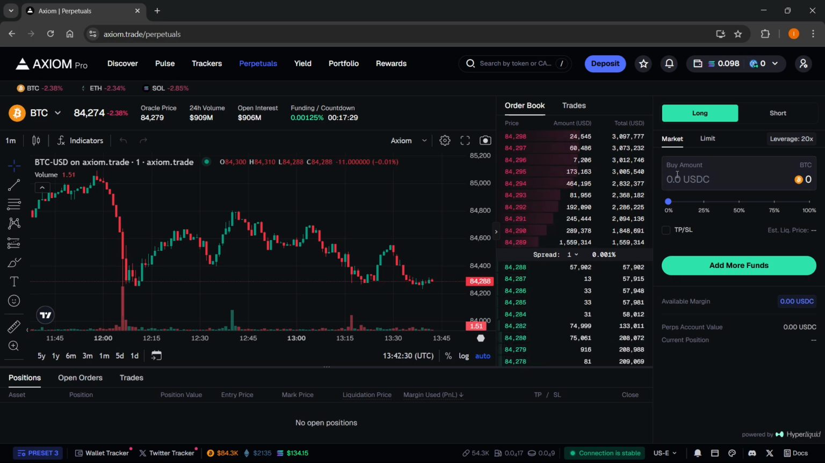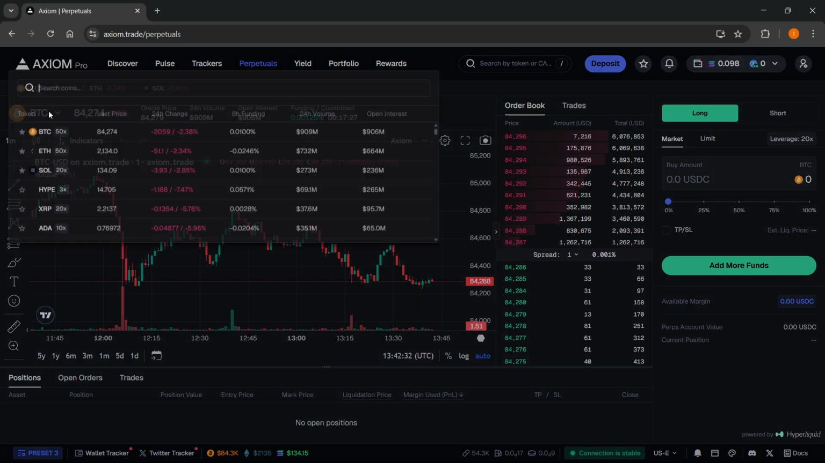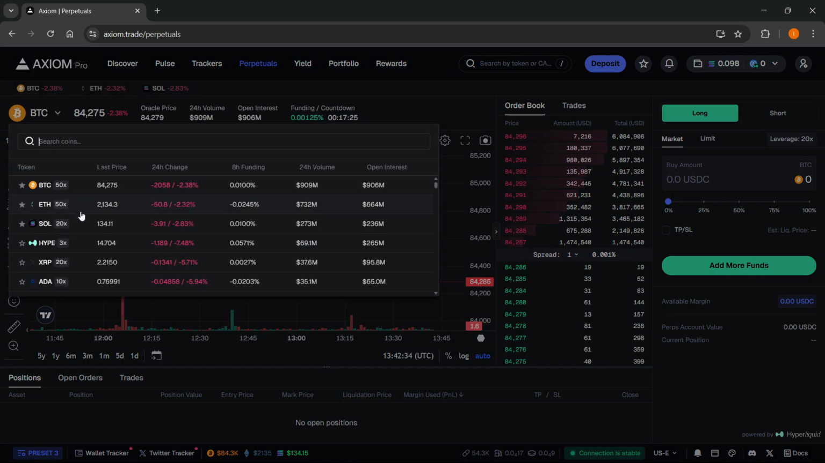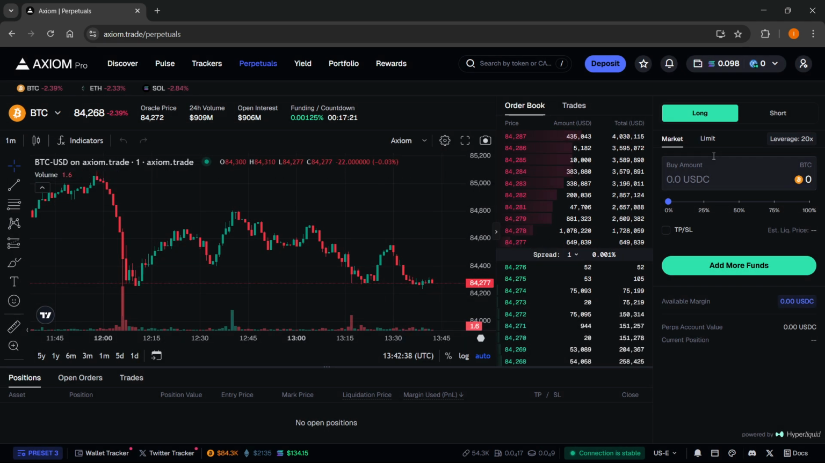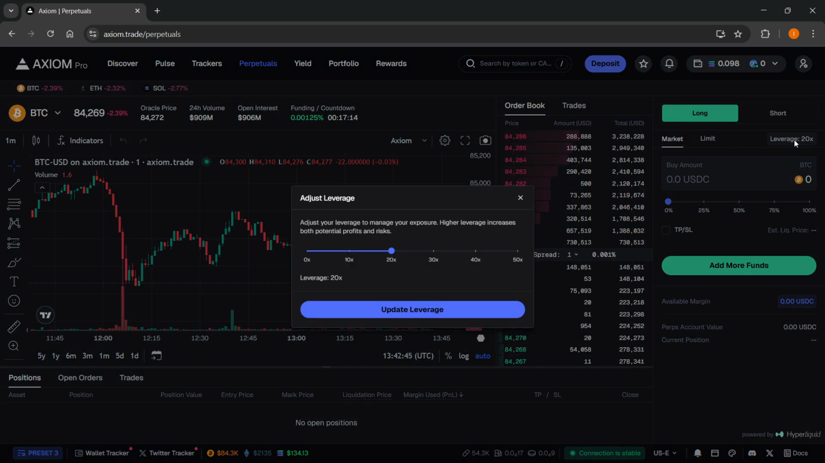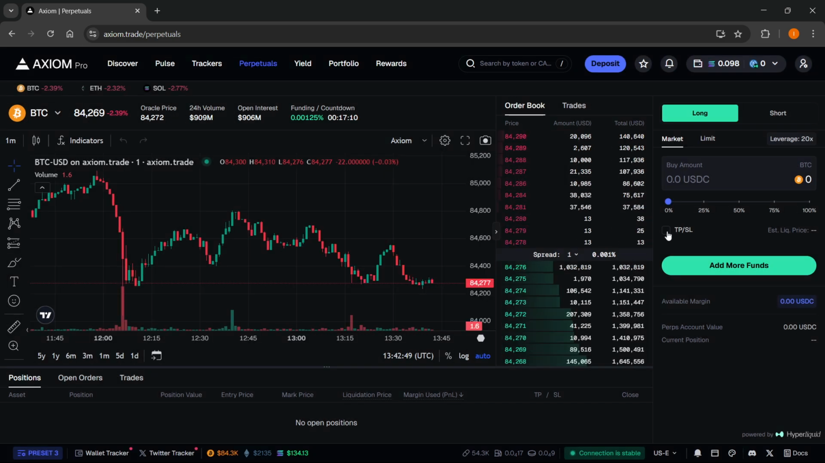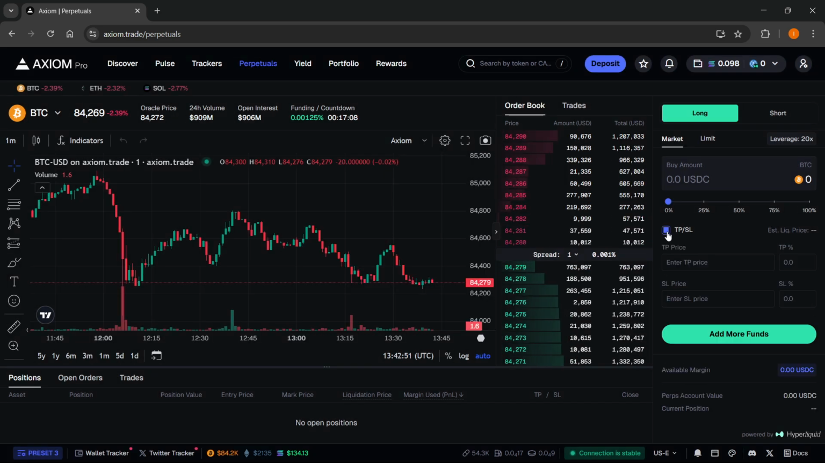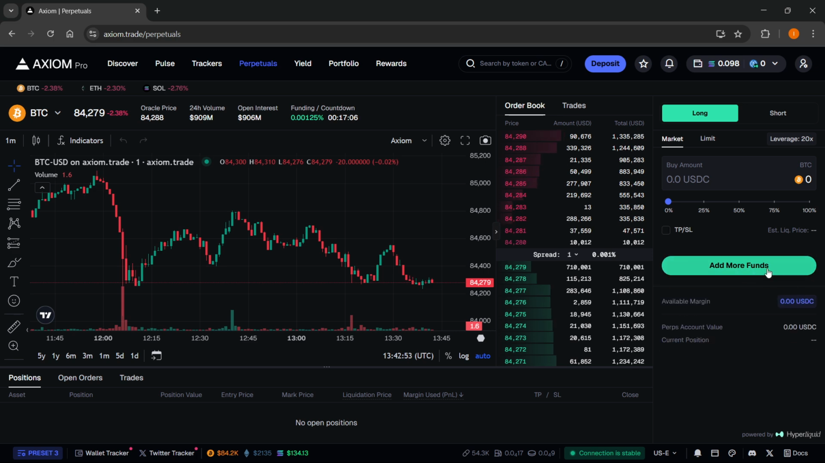trading perps. So you have to first select over here on the left which one you want. So is it Bitcoin, Ethereum, Solana, XRP, Cardano, whatever it may be. And once you've selected, you can select if you want the market or the limit, if you want the long or the short, and you can select your leverage over here by sliding left or right. You can also set the take profit or stop loss if you would like that, and when you have funds, you can just start buying and selling.